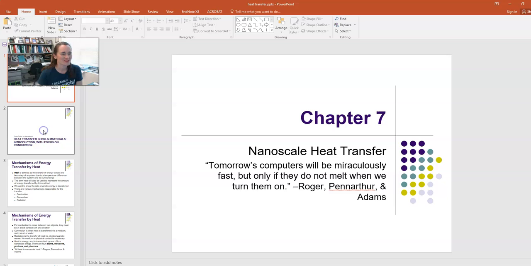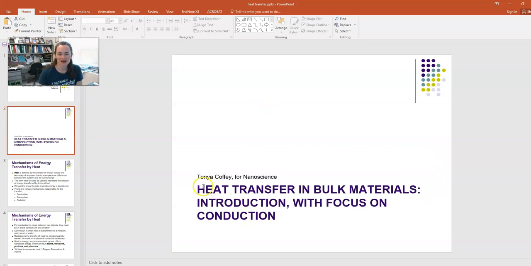Anyway, so to start off, I'd like to talk about heat transfer in bulk materials. So you need to understand the properties in the bulk before you can look at what's happening at the nanoscale. So we're going to review the mechanisms of heat transfer, and then in this lecture we'll focus on conduction.